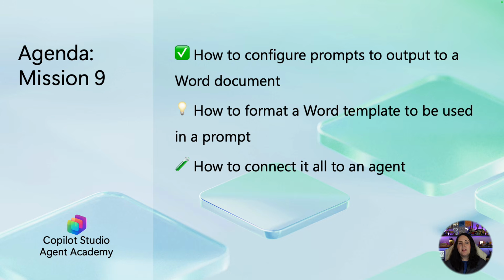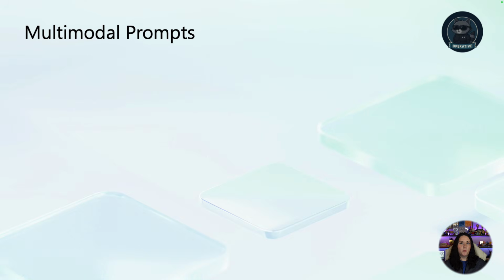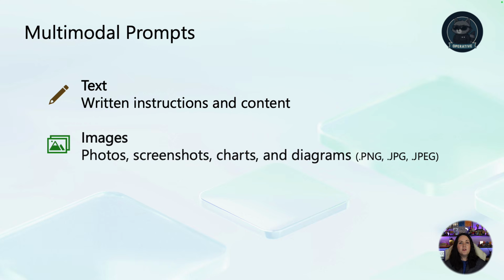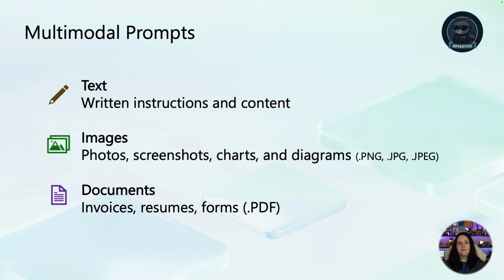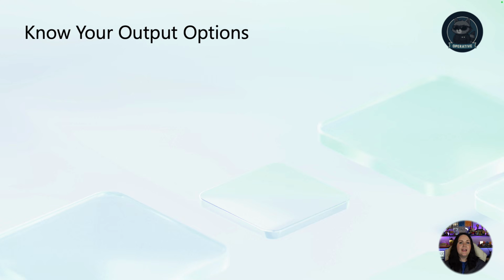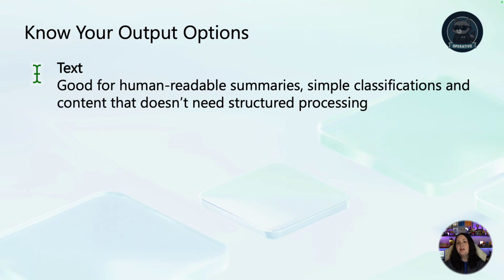In our previous lessons, we've taken a look at multimodal prompts. And these are prompts that can not only accept text as an input, but also images and documents. But when we talk about multimodal prompts, we're not only talking about what inputs they can receive, we're talking about how they can output information as well. The most common output option for a prompt is going to be text. This is good for the majority of your circumstances where you don't need structured processing. Things like generating short summaries from long blocks of text or doing things like classification.